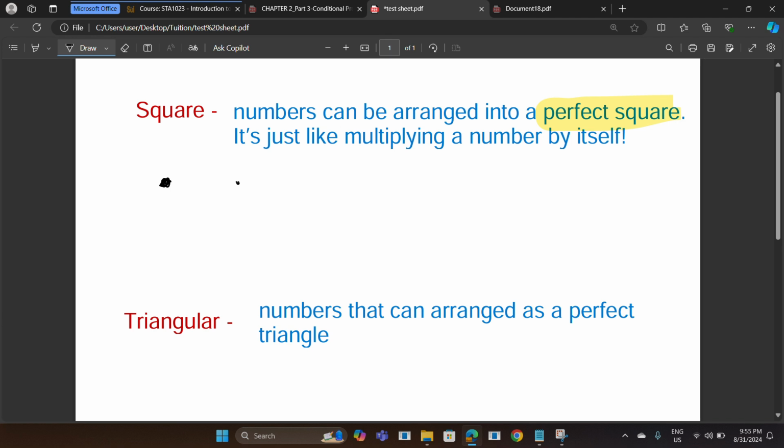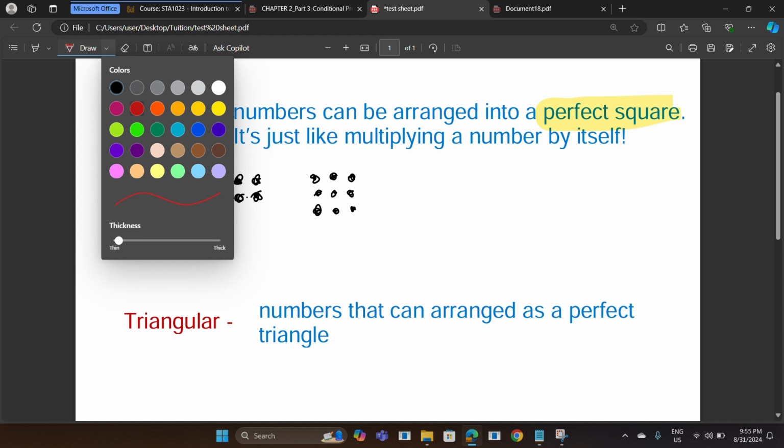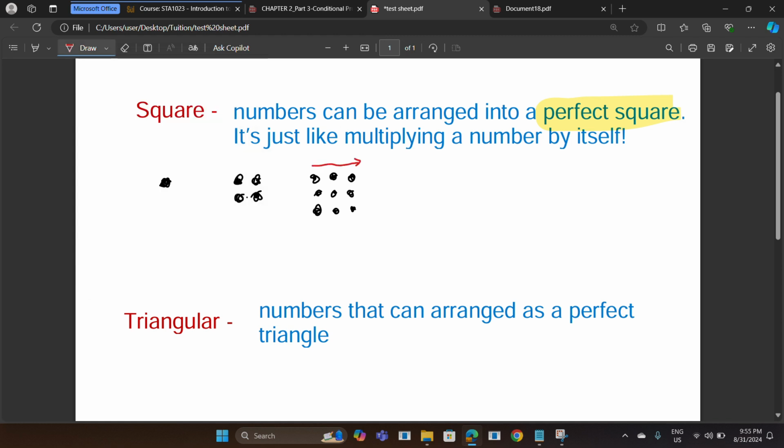The second square number is 4. We can represent it by using 4 dots like this. Then for the third square number, we draw 9 dots like this. So the third square number is 9. There are 3 dots horizontally and also vertically.